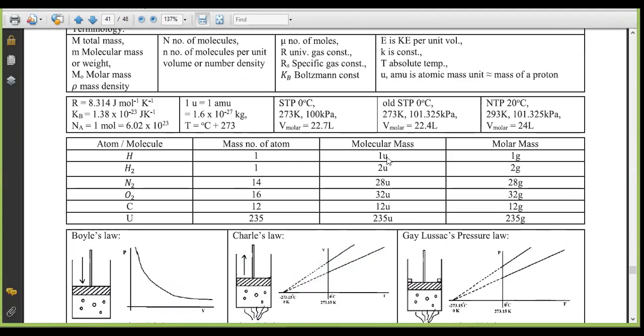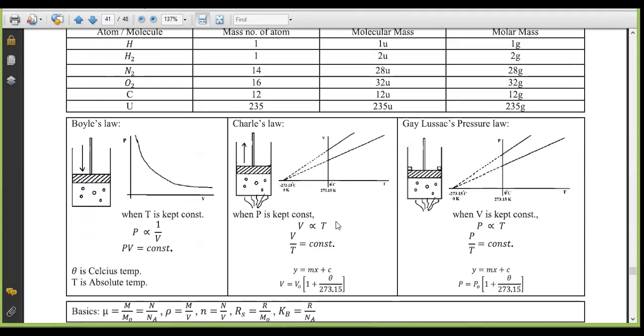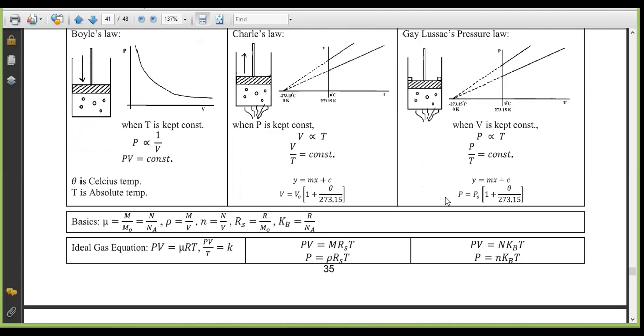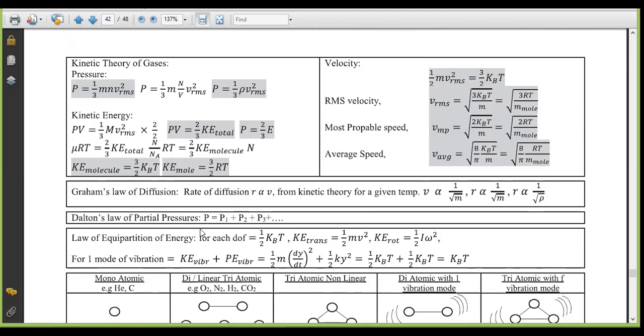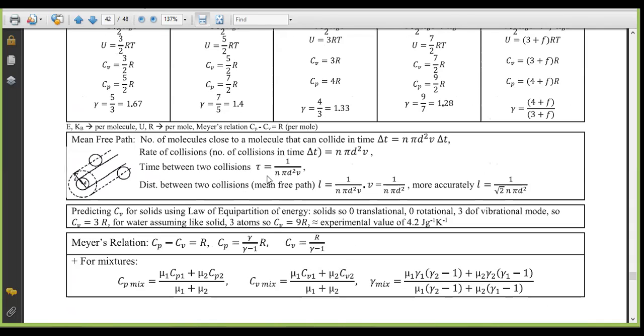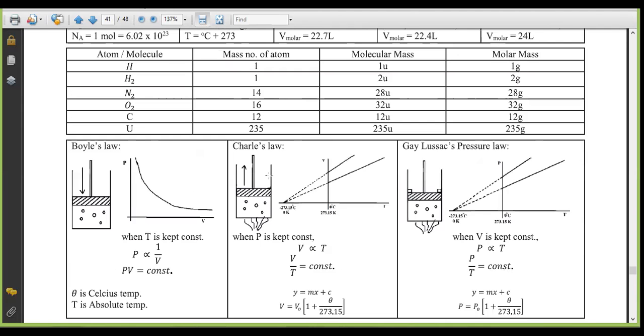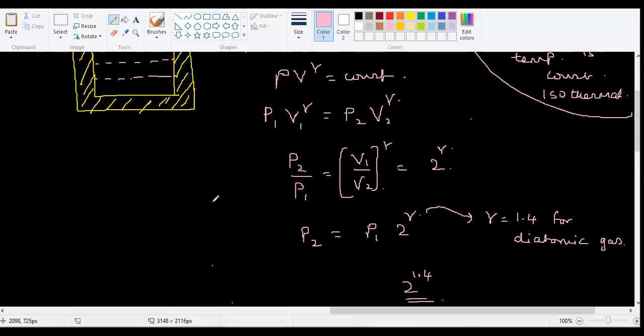And by the way, this kinetic theory of gases, we already completed some of the topics like Boyle's law, Charles' law, Gay-Lussac's law. I already completed it. Okay, ideal gas equation. Only this last part is remaining. So this is a small chapter. We can come back later. Maybe we'll do the oscillations in the next class. Okay, so 2 power 1.4.